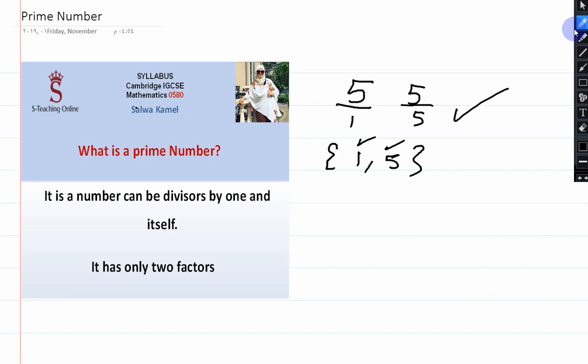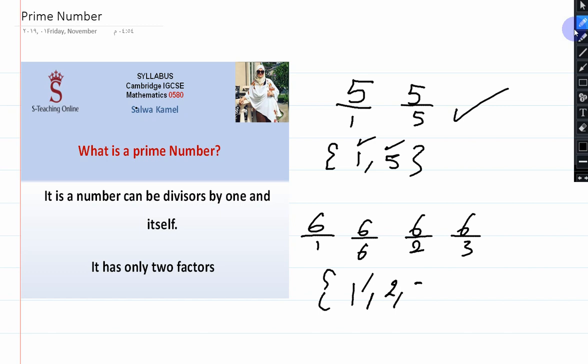But if I have, for example, the number 6, 6 can be divided by 1, by 6, also by 2, and also by 3. So if I write the set of factors of this number, it will be 1, 2, 3 and 6. This means it has four factors, four elements. So it is not a prime number, because we said a prime number has just two elements.